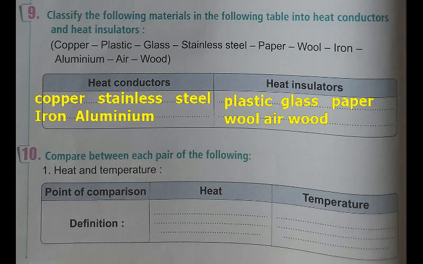Question number 10. Compare between each pair of the following. Here we have heat and temperature. The point of comparison is definition. For heat, we write it's a form of energy that transfers from the higher temperature object to the lower temperature object. For temperature, what was its definition? It's the degree of hotness or coldness of a body.